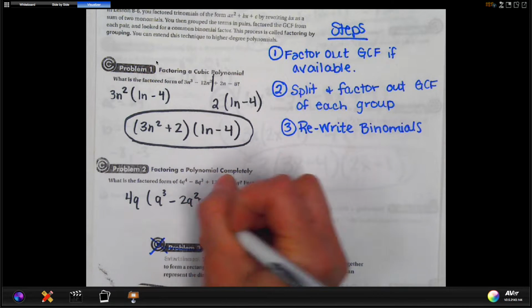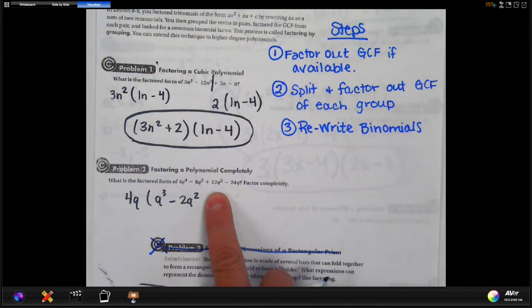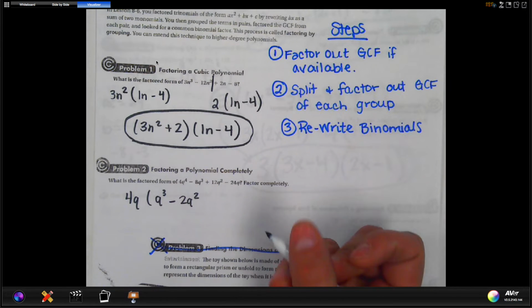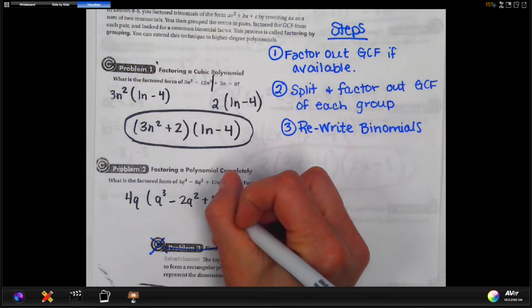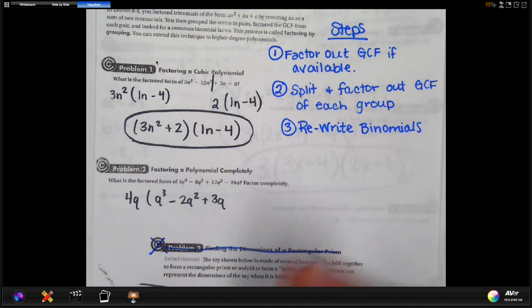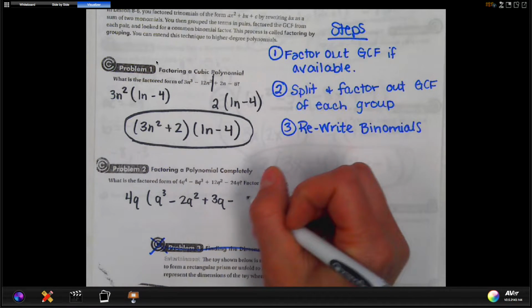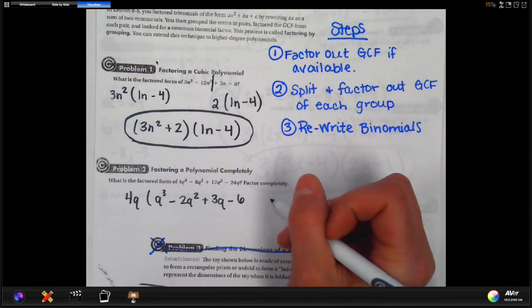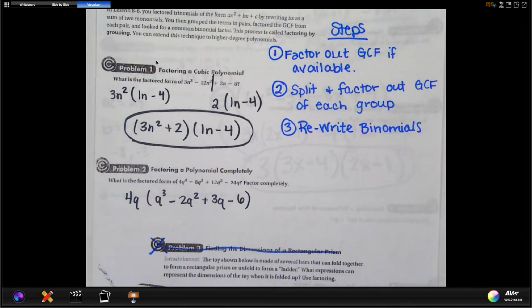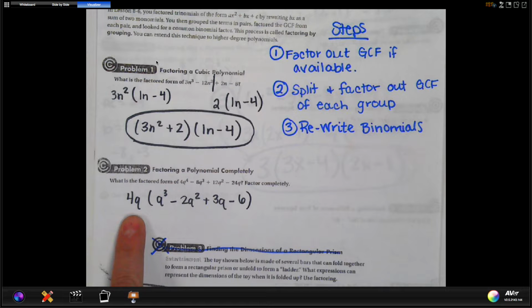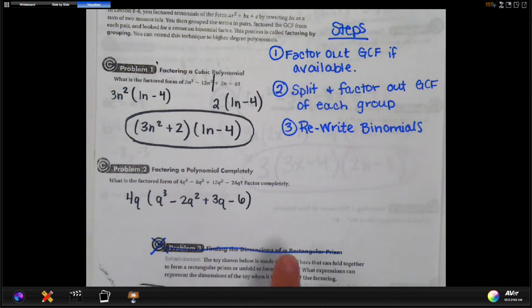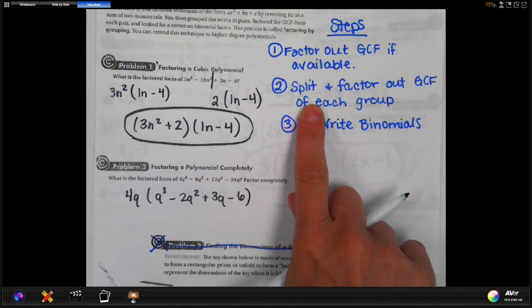2q squared, yep. And then next term, 12q squared divided by 4q would leave us with 3q. And then finally, negative 24q divided by 4q is negative what? With a q or not a q? No q. Okay? So we're here. So that's the first step. We took that out. Now, don't forget, we're going to put that back on our answer in the end, right? So now the next step is now number 2.